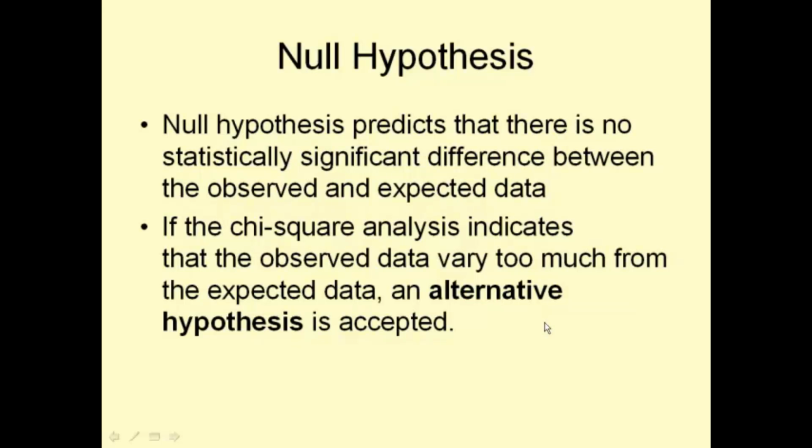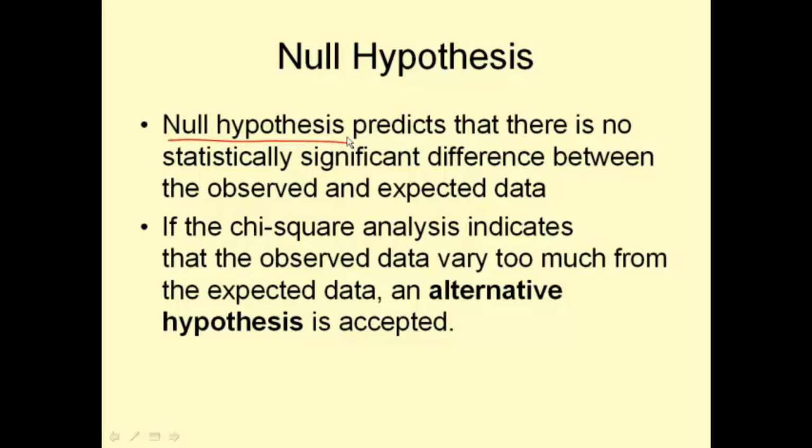There's some terminology that goes with this test. It's called the null hypothesis. Whenever you do any kind of a chi-square test, you make this null hypothesis. And this is different from the hypothesis that you made when you're doing the experiment. This is a standard hypothesis that says that there's no statistically significant difference between the observed and expected data.